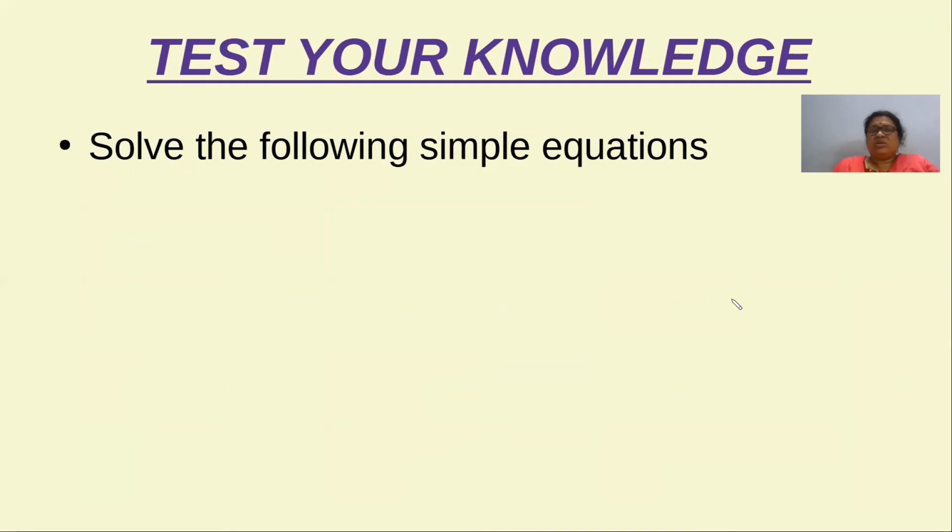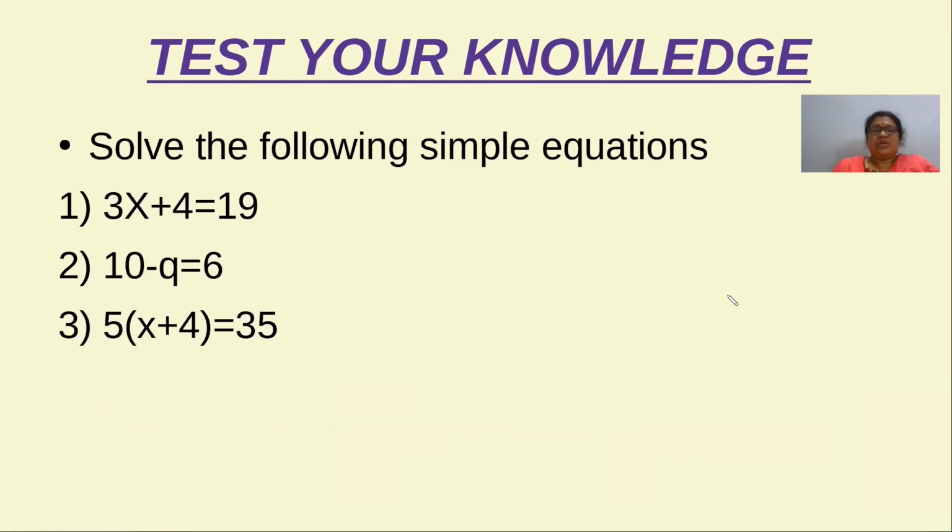Now test your knowledge. You have to note all these questions in your notes. You solve them and show the work to your class teachers. So these are: 3x plus 4 is equal to 19, 10 minus q is equal to 6, 5 into x plus 4 is equal to 35. Look here, the 5 is multiplying the whole term. So when you take the 5 to the other side, it will become division.